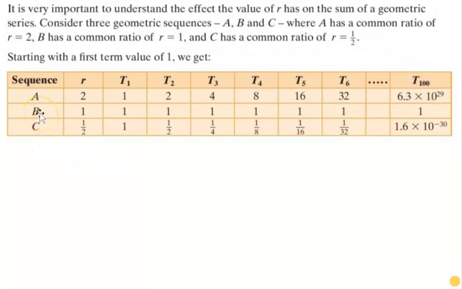Sequence B, we're starting off with 1 again. This time we're multiplying by 1 as a common ratio. 1 times 1 is 1, times 1 is 1, times 1 is 1, and so on. And at term 100, we still just have 1.